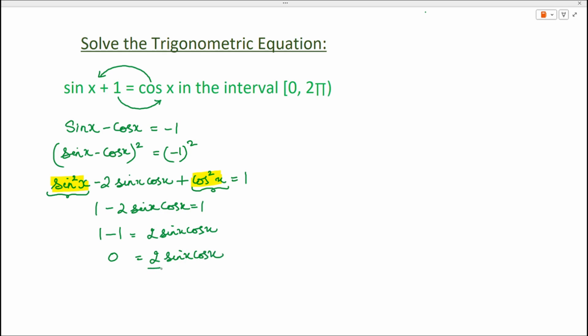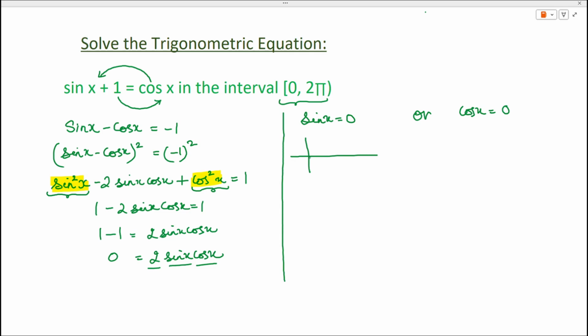Now we have the product of these three equal to 0, which means if either of them is 0, the result would turn out to be 0. Now we know that 2 cannot be 0. So one of the possibilities is that either sin x can be equal to 0 or cos x could be equal to 0. So now we look for the values of x in this interval where sin x is 0.